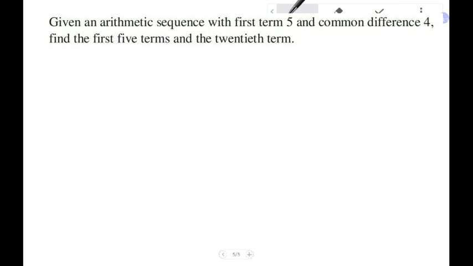For example, given an arithmetic sequence with first term 5 and common difference 4. Find the first 5 terms and the 20th term. Okay, what is given?